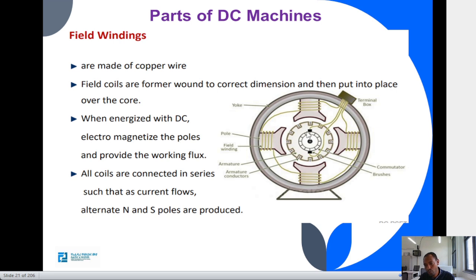For example, this machine has two pairs of poles, north and south, so winding is there across, and when current is flowing inside this coil, it produces the main field inside the machine or across the rotor of our DC machine. All coils are connected in series so that the current will flow continuously inside the machine, and will produce the electrically artificial poles, what we call the north and the south pole, inside the machine.